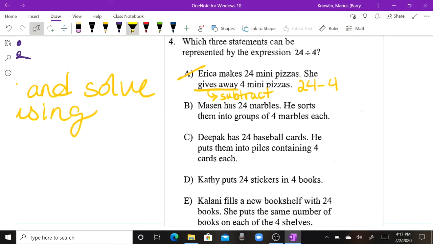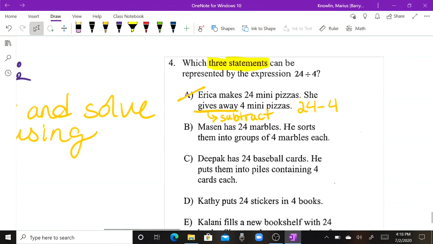And before we move on, I just want to highlight this because this is something we need to remember. It says which 3 statements. So they're already letting us know that, hey, how many answers are there going to be? There are 3 answers here.